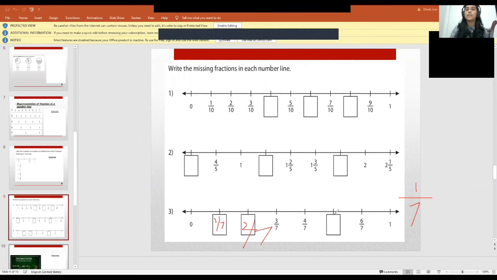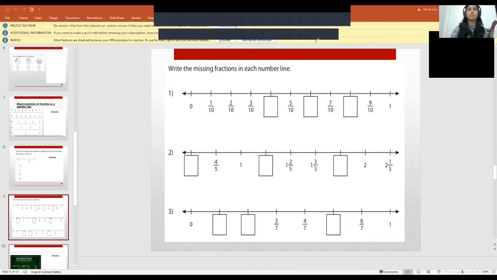3 by 7, 4 by 7. Then you have 5 by 7. And you have 6 by 7 and 1. 1 is also represented as 7 by 7. Why? Because they eventually cancel out and become 1. Okay. Now this first question I'm giving it to you as homework. You can pause the video and try it by yourself. And I am very confident you will be getting it. Now we'll come to the second question after some time, after I teach you the types of fraction.